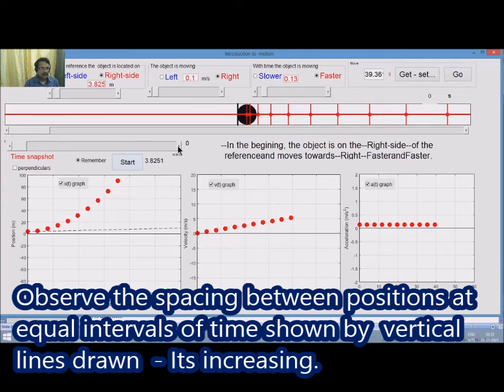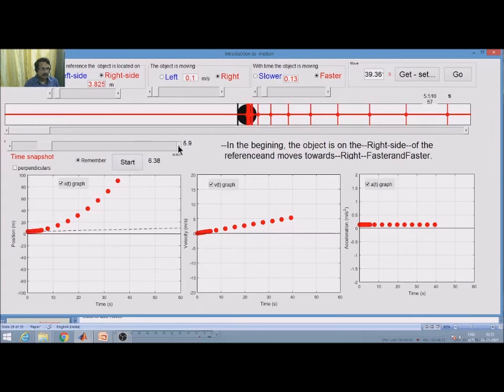Or we can put time in much smaller intervals so that the curve becomes continuous. So this is the case where the object is moving towards the right and it is speeding up. Now let's take the case where the object is moving towards the left and speeding up. So let's place the object almost on the right and let it move towards the left, and it becomes faster and faster.